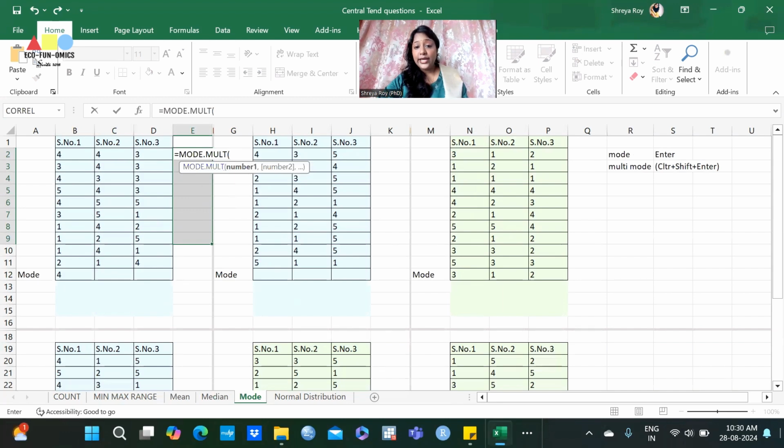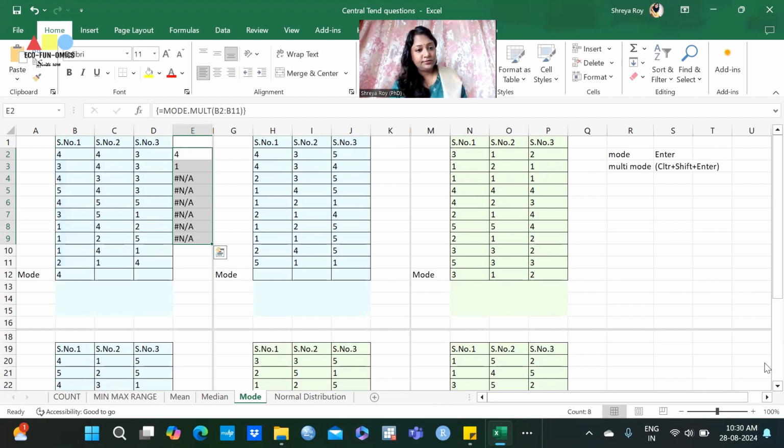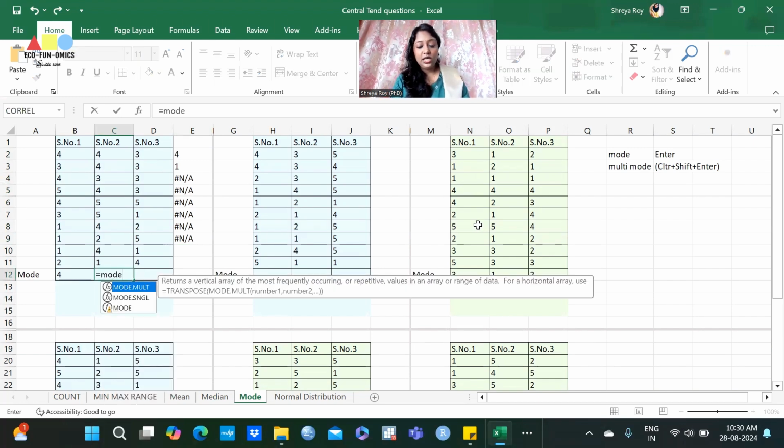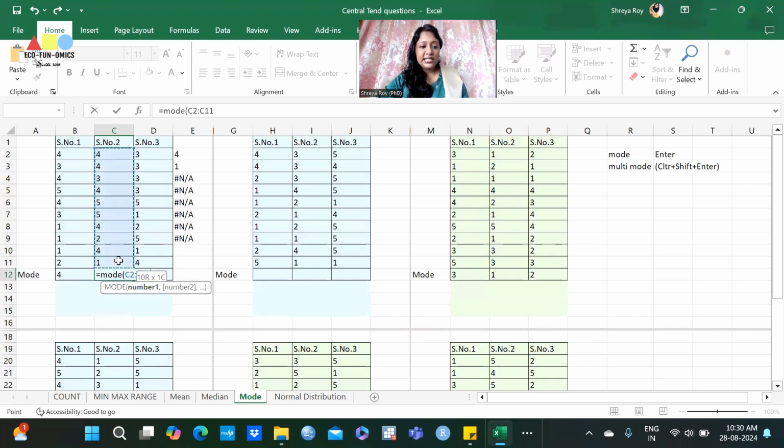dot MULT. MODE.MULT, open bracket, select the cells, close bracket, and you can press enter if your system supports that, but my system does not. So I have to click Control Shift Enter. So we see 4 and 1 has been reported, and since there were no other modes to report, hence they show not applicable.